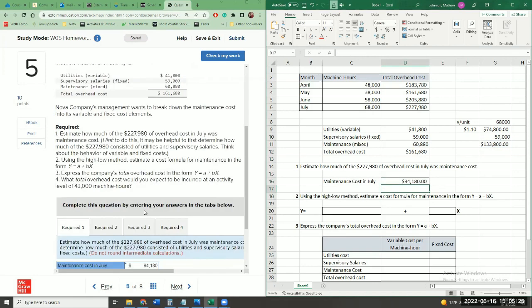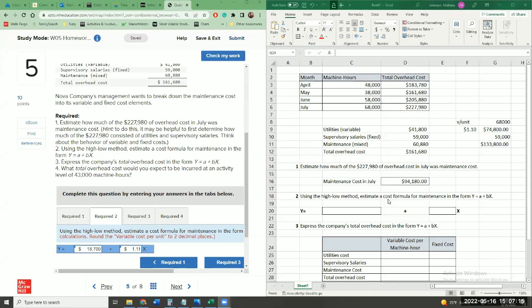There we have it. Okay, so for requirement 2, they're asking us to use the high-low method and estimate a cost formula for the maintenance in the form of y equals a plus bx. So the high-low method, the formula is the difference of the cost divided by the difference of the units. In this case it is machine hours. And the highest and lowest months were July and May. So we're going to use those two months.